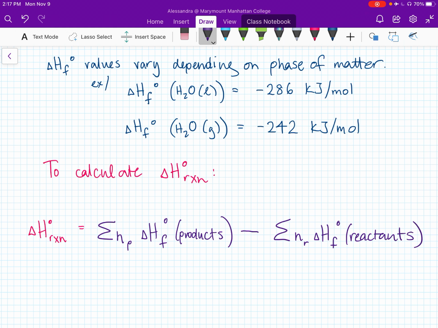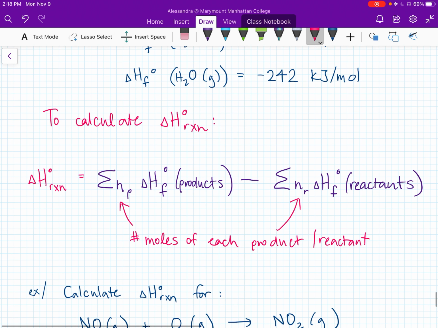Here, the little n value refers to the number of moles, and you get that from the stoichiometric coefficients in the chemical equation. So the number of moles of each product or reactant. This equation tells us that the enthalpy change of a reaction is found by subtracting the enthalpies of formation of the reactants from the enthalpies of formation of the products. It's really very easy to do. I'll just do a couple of examples and then you can practice on your own.